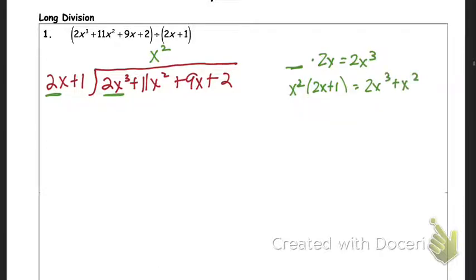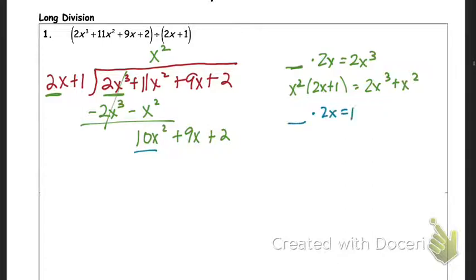When I go write it underneath, I am going to change the signs. So I'm going to make this negative 2x cubed minus x squared because you're subtracting that. Okay? What should always happen is the first term cancels, and then you add down. So 11 minus 1, so this is 10x squared, and then bring the rest of it down, plus 9x plus 2. Now you'll do the next one. 2x times what gives me 10x squared? 5x. So plus 5x, and then I do 5x times 2x plus 1.